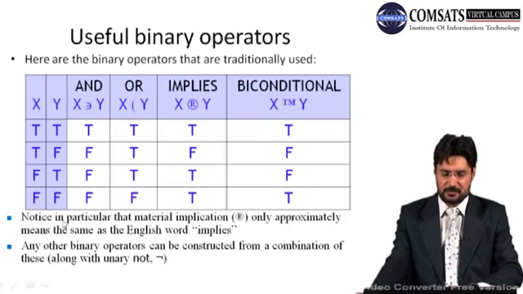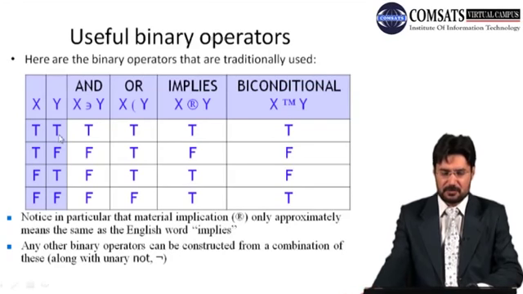First of all, we need to notice in particular that material implication implies only approximately means the same as the English word implies. So it's not 100%, but it is an approximation that this R which implies means. Any other binary operator can be constructed from a combination of these along with unary NOT. So if we use the unary NOT operation, we can also construct other operations by combining different binary operations.